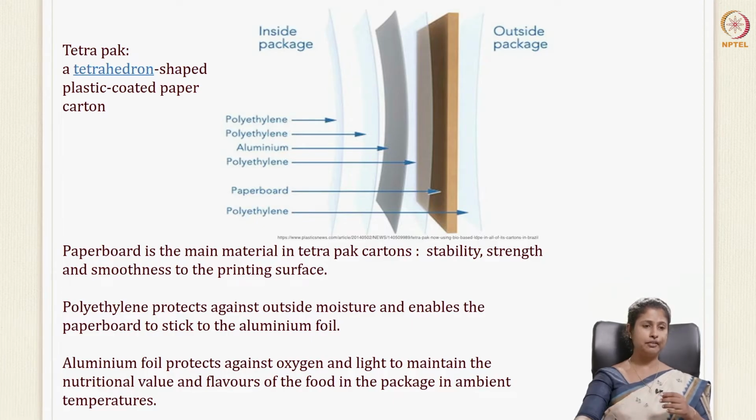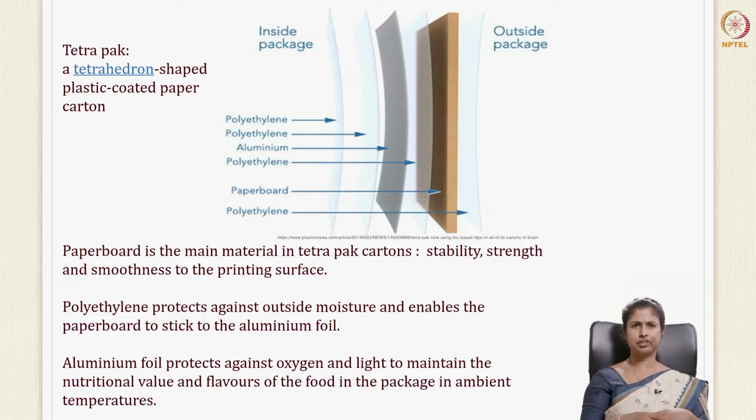So if you see, it is the inner layer, the outer layer, and the middle layer. Okay? It also helps you stick your paperboard onto your polyethylene, which is easier. So that is why you have a layer inside also of polyethylene. So you'll have 4 layers of polyethylene, and then you'll have a layer of paper. Why paperboard? That is the one that gives stability, strength, and smoothness for the printing surface, and it gives you the actual structure.